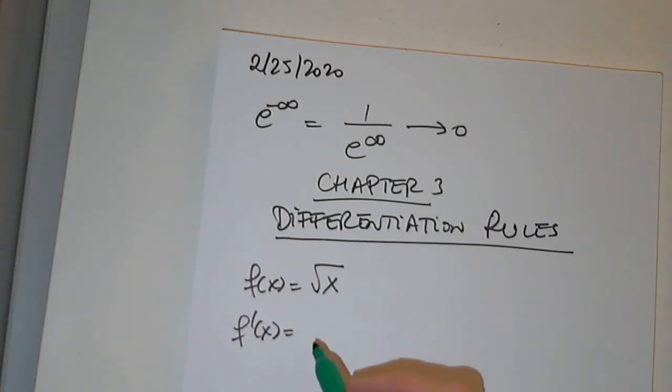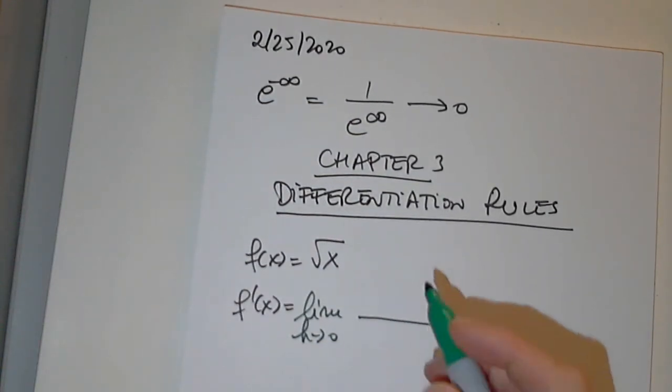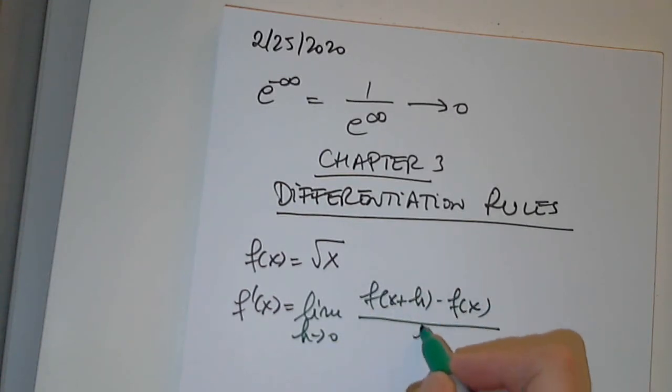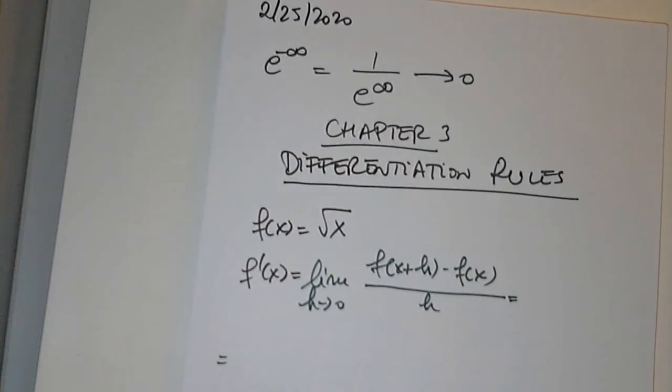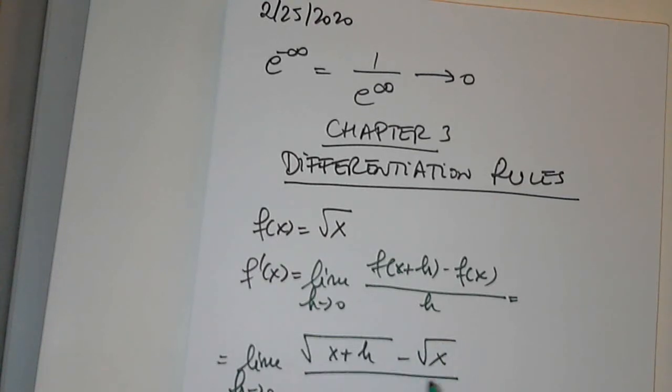Is this the limit as h approaching 0? Excellent, of course. f of x plus h minus f of x. Of course. Excellent, thank you, Mari. Okay, so then I plug it in. And this is the square root of x plus h minus the square root of x divided by h. And of course, I'm going to plug it in. And what do I get when I plug it in?